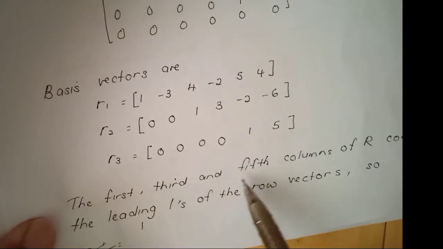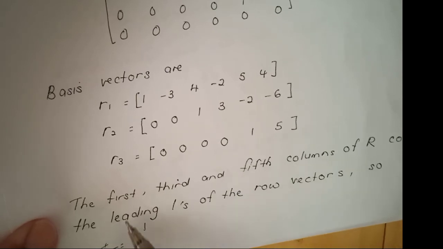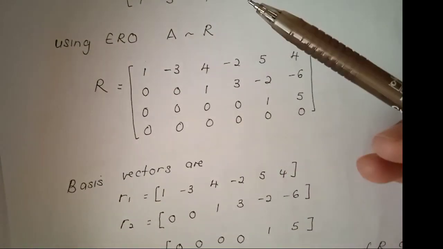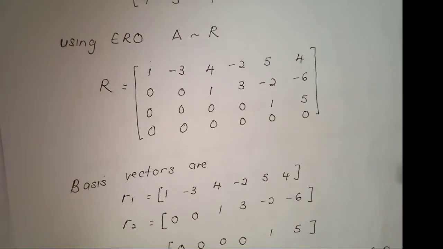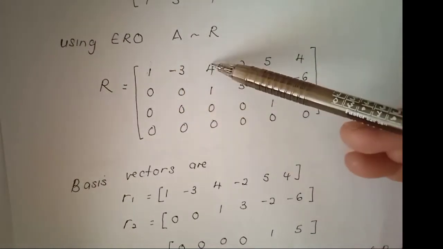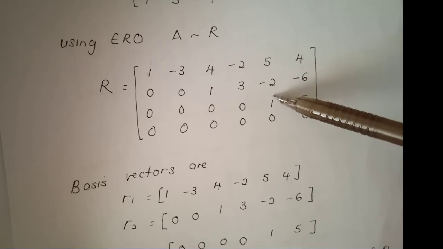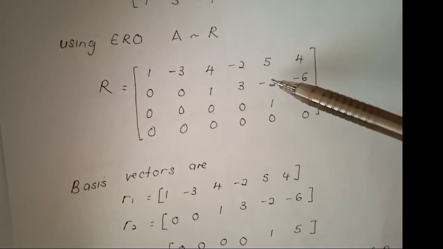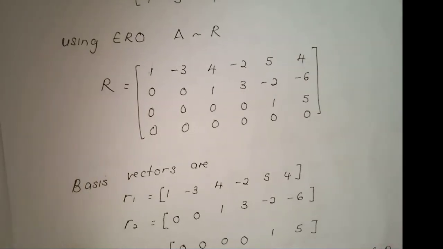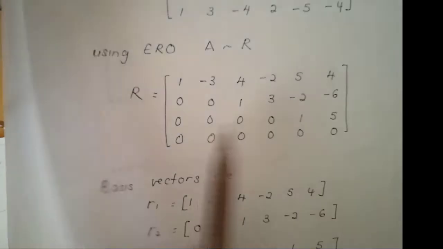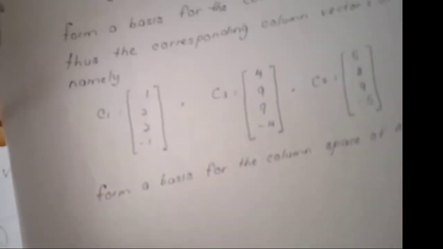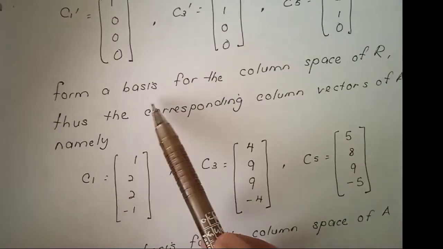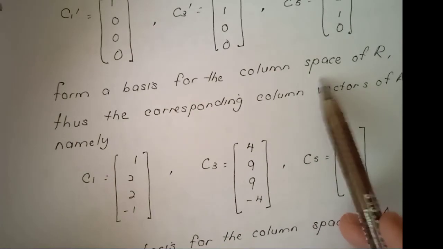Okay, for matrix A, the first, third and fifth columns. There is a leading one here, and then one leading one here, and another one here. So this is column 1, column 3 and column 5. So we have column 1, column 3 and column 5 forming a basis for the column space of R.